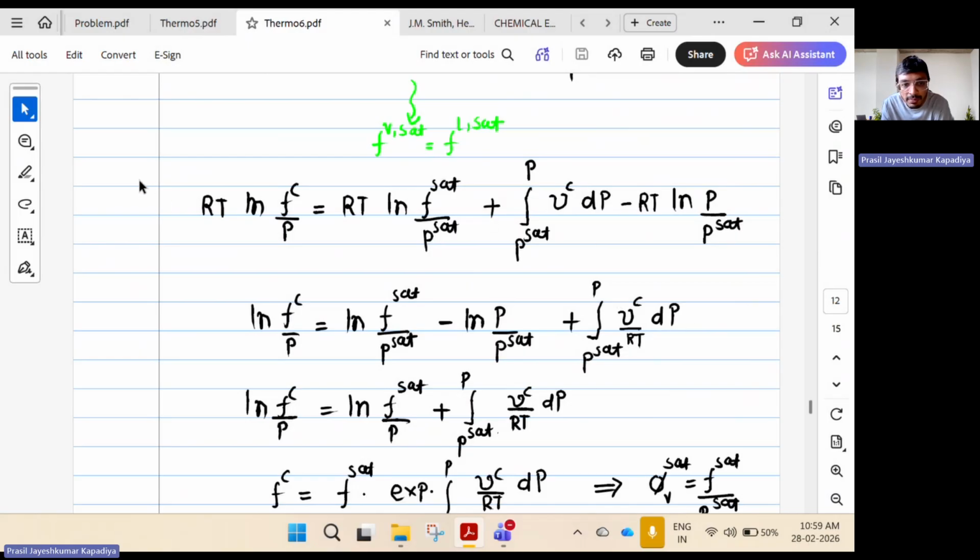I'm just dividing the whole equation by RT. So here RT cancels out, so we are only left with this. Here also RT cancels out. We are left with this and these terms. Okay.